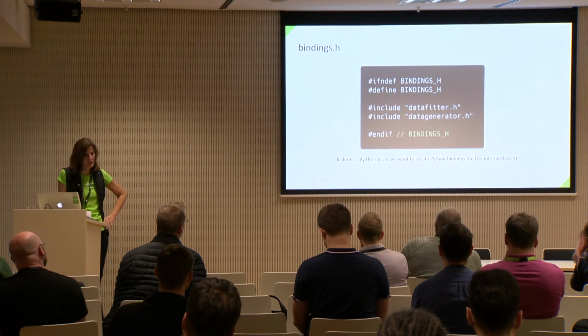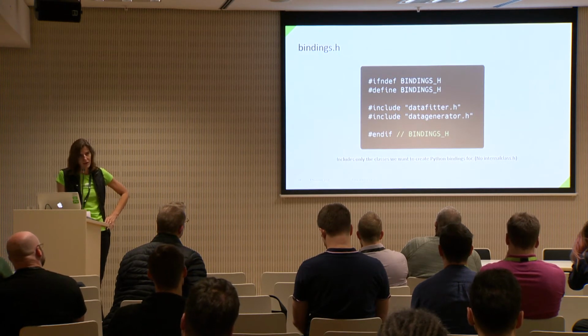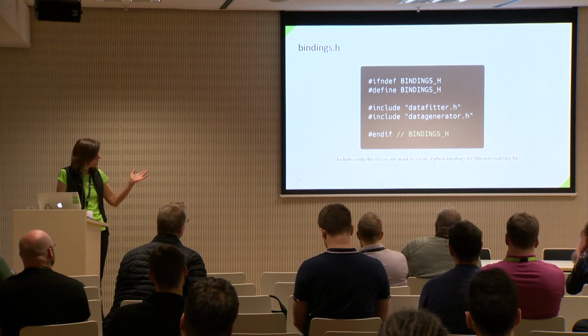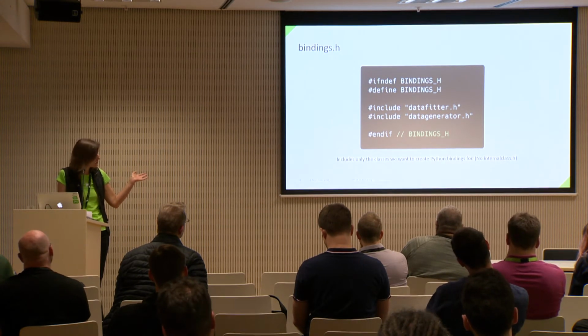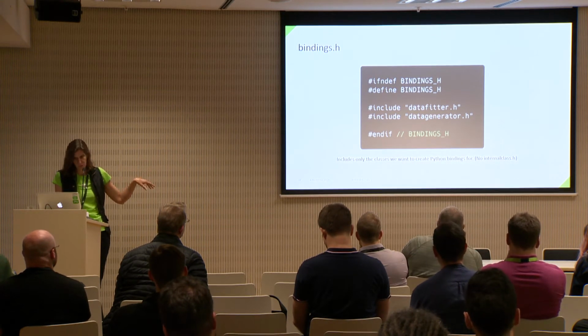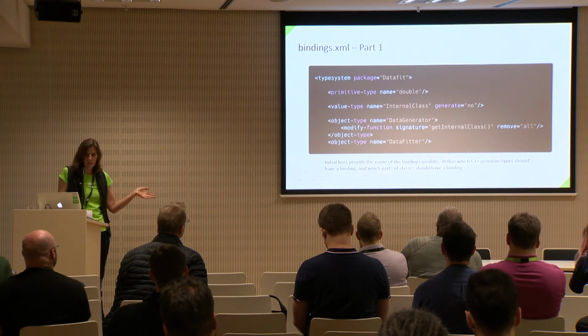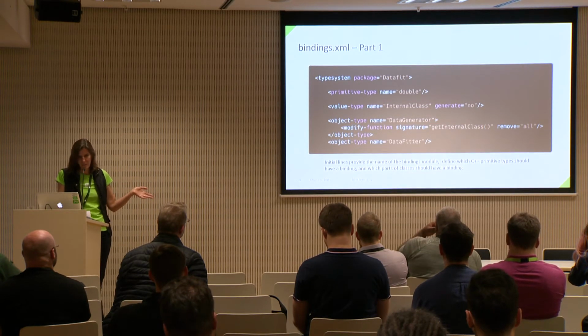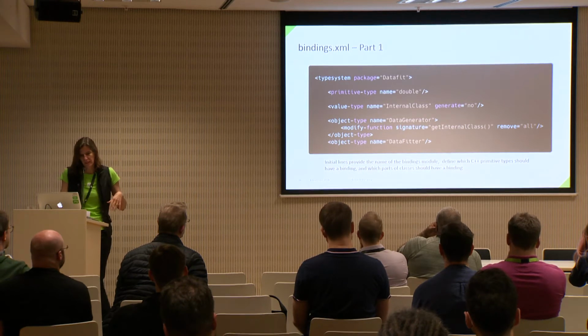Here's our bindings.h file. As mentioned, I only care about data fitter and data generator. I don't care about the internal class, so I only list those two. So let's go on to the more interesting part, the type system file. This is just the first few lines here.